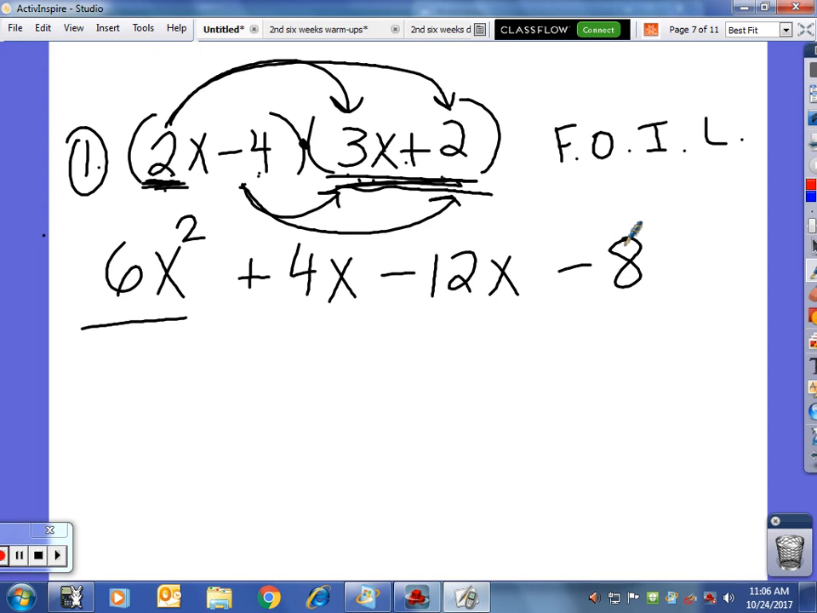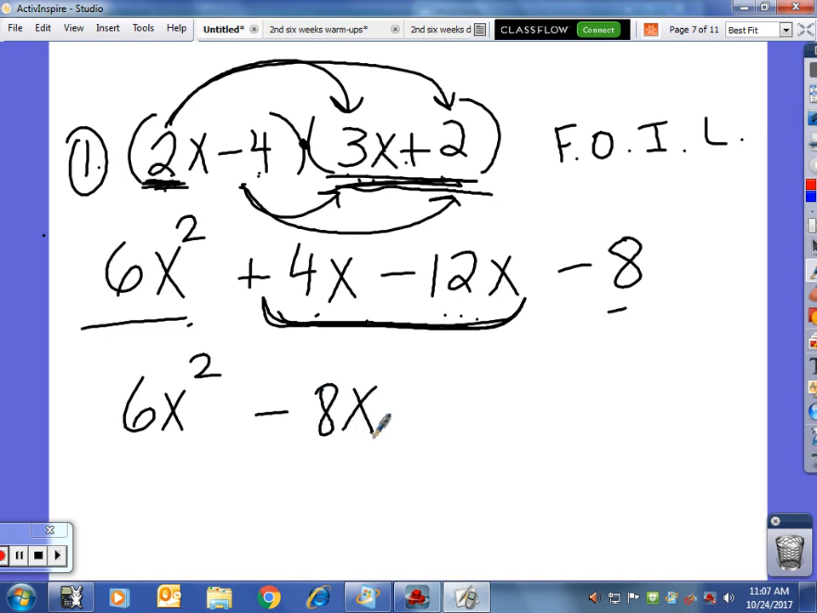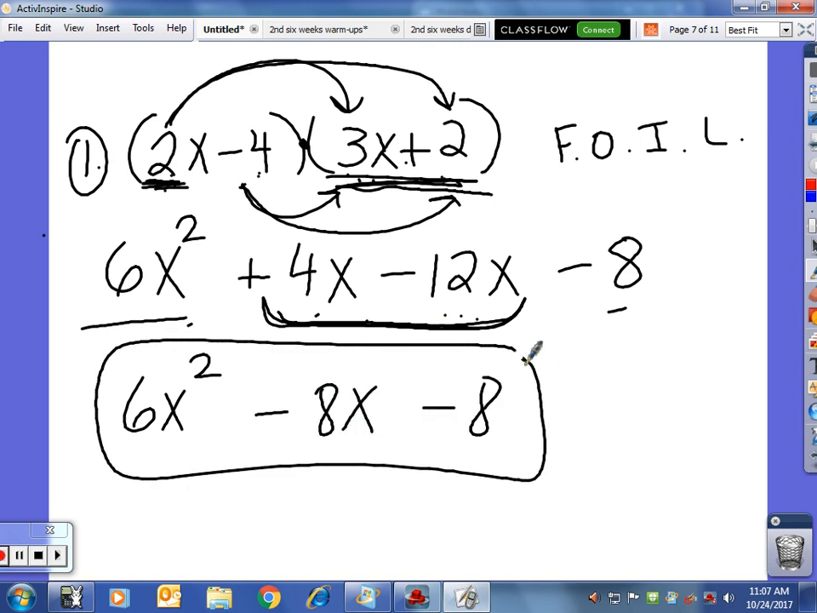I'm not done yet. Now, I just want to make sure you understand. I did 2 things times 2 things. That's how I got 4 little things here. But I need to simplify. There are some like terms. Aren't these alike right here? So I'm going to put them together. Bring down the 6x squared. What do those end up being? Negative 8x. And then bring down the minus 8. That's your final answer right there.